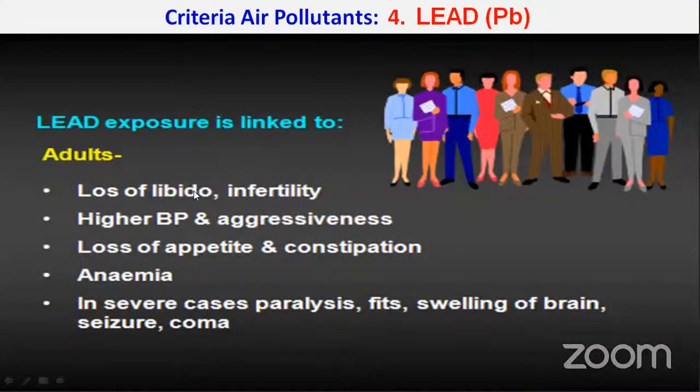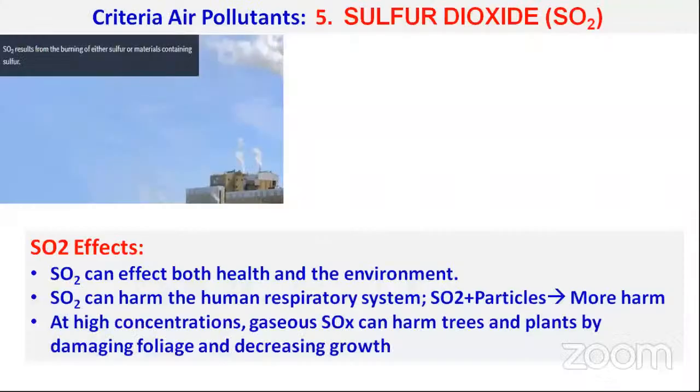You see, loss of libido, infertility, blood pressure, aggressiveness, loss of appetite, constipation, lead colic, anemia, and in severe cases paralysis, that is neurotoxicity, fits, swelling of the brain, seizure, coma. So it has not left any system. It is liver poison, kidney poison, respiratory poison, blood poison, central nervous system poison. So lead has corrupted everything, and that is the reason why lead is considered a criteria air pollutant. One has to be guarded about lead, especially the vulnerable population, and children and females are very vulnerable to lead poisoning.